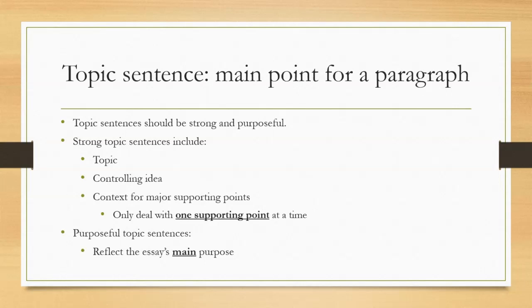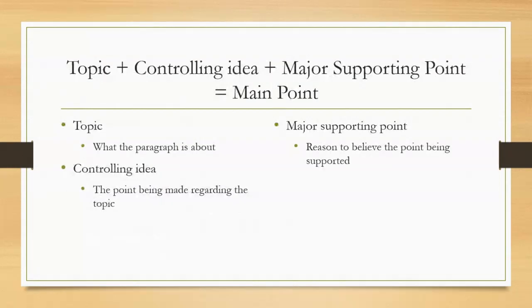The difference here is that our topic sentence is only dealing with one supporting point at a time. So we only want to reason for one point at a time before we move on to the next. And just like the thesis statement, it needs to be purposeful, so it needs to reflect the essay's main purpose. So if we are breaking this down, we have a topic plus the controlling idea plus a major supporting point is the main point for a topic sentence.